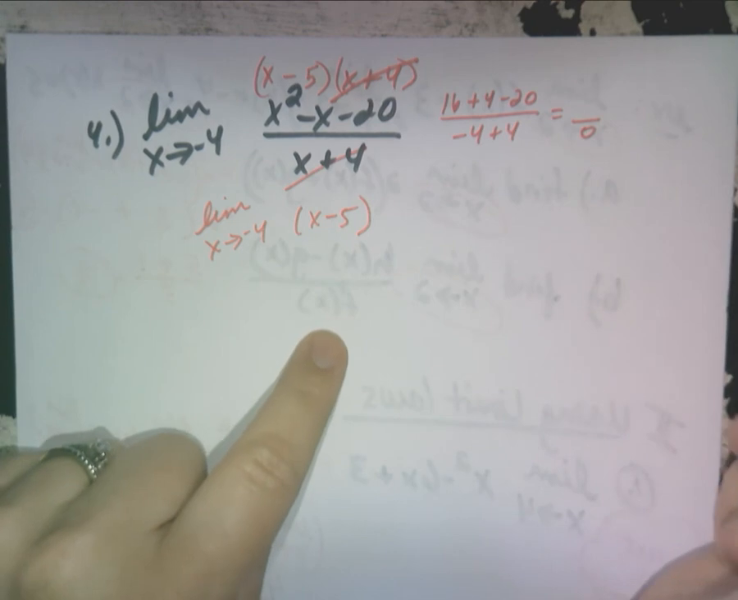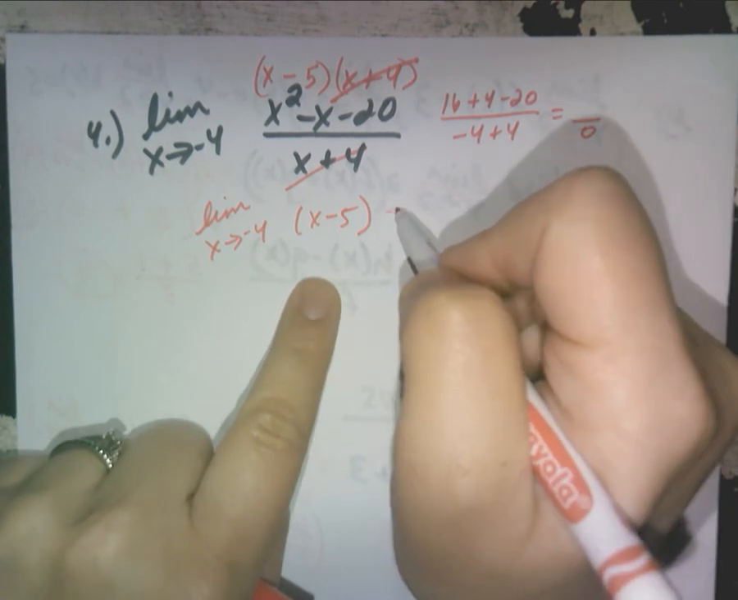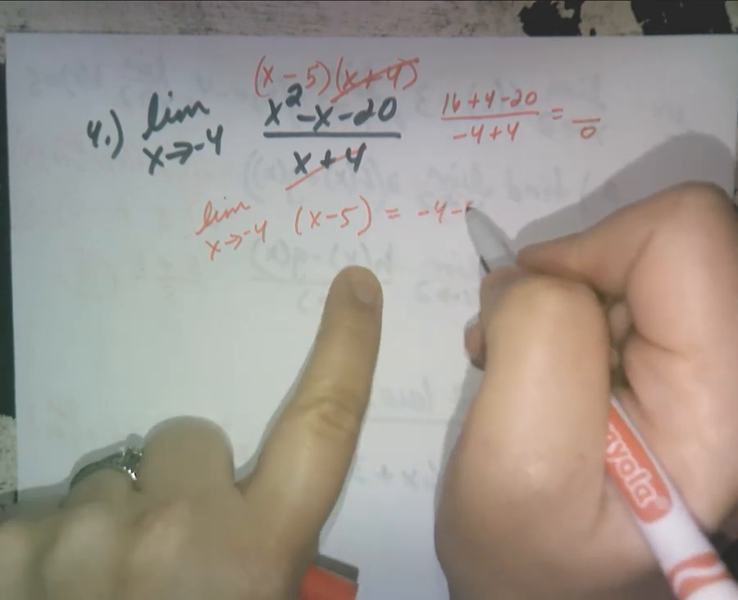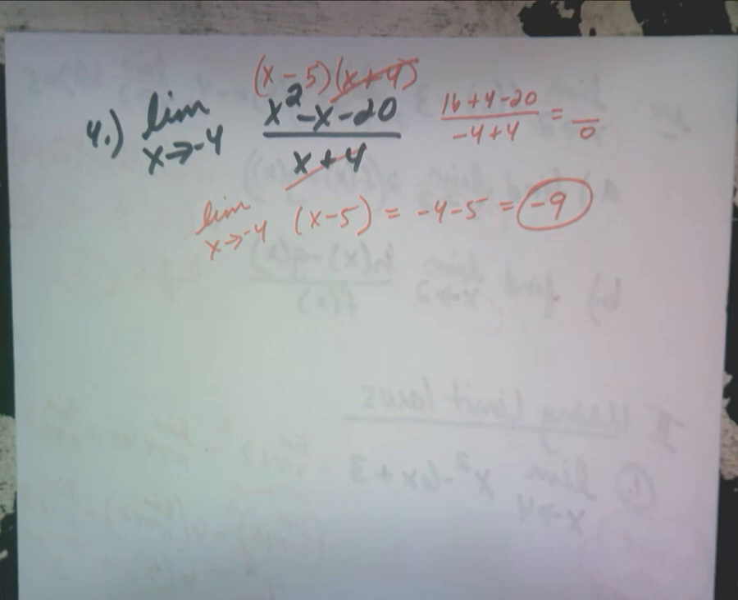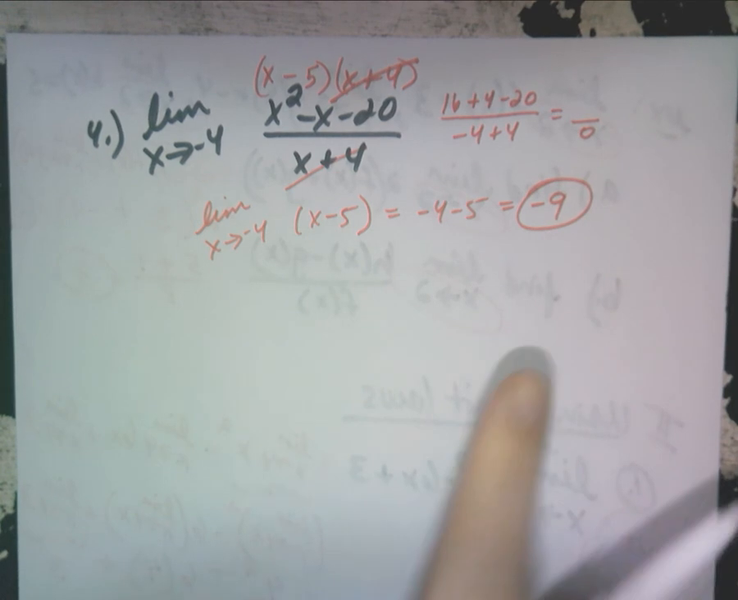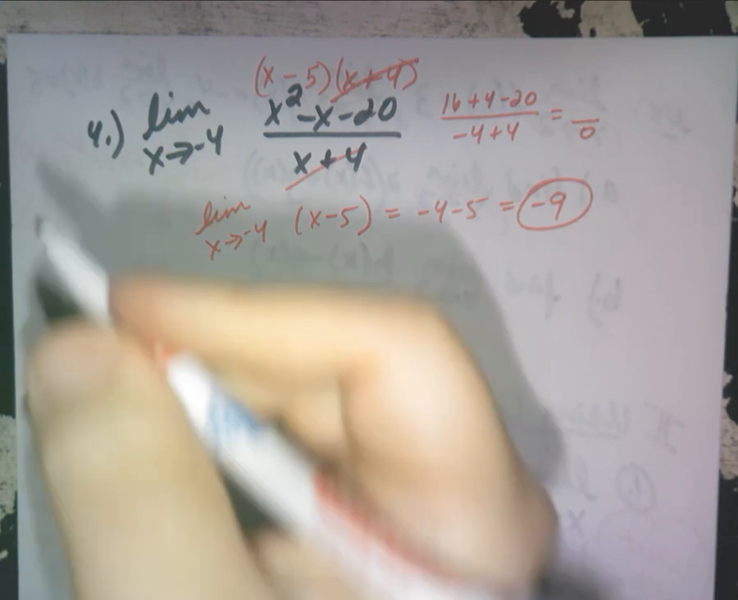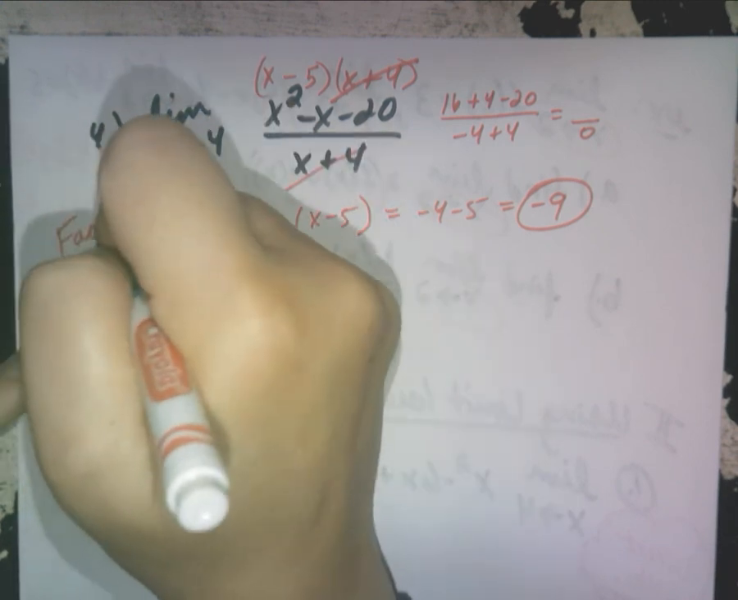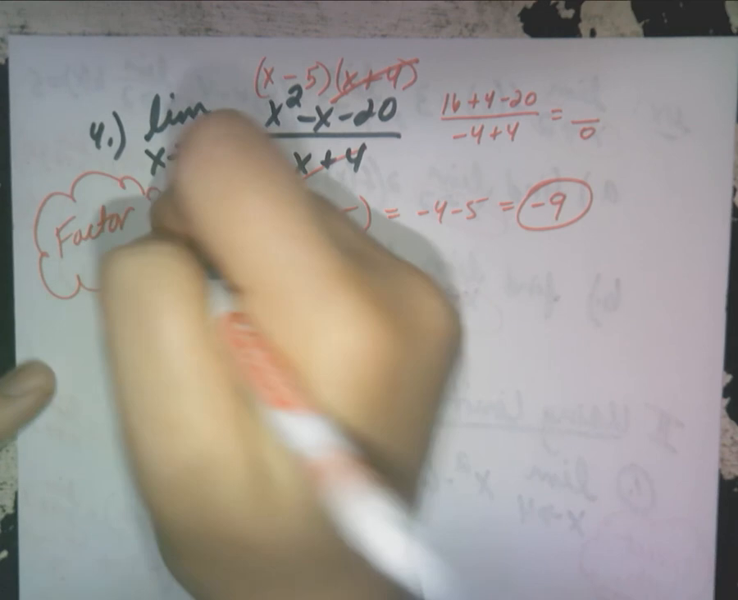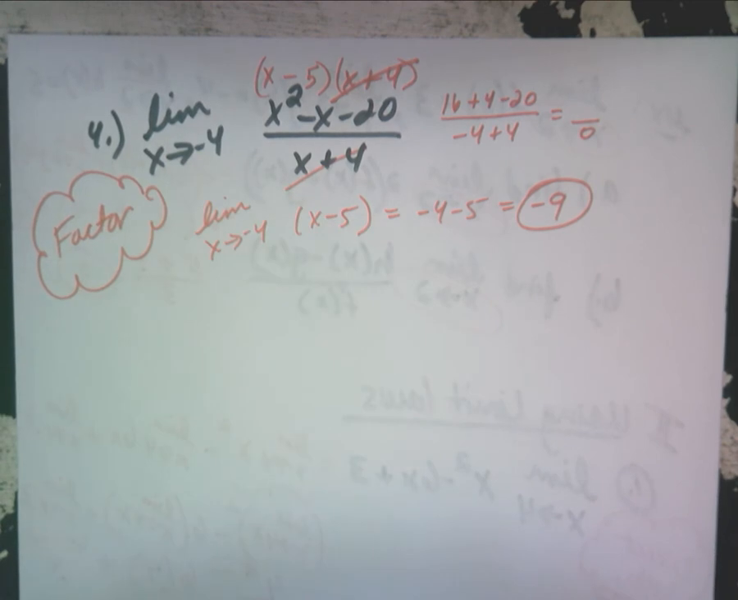Can you plug a -4 in now? You sure can. -4 minus 5 is -9. You can check your calculator table right now. That's what it will go to. The limit goes to -9. So rule number 2, factor. If direct substitution doesn't work, then you've got to go back to factor. Check to see if factoring works.